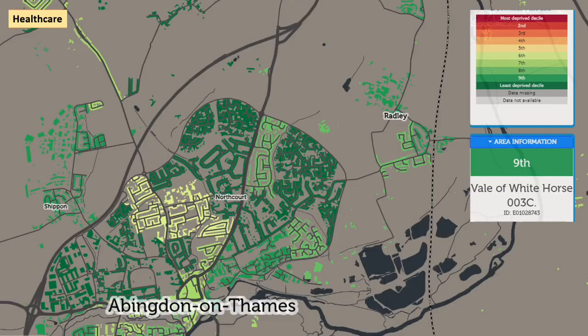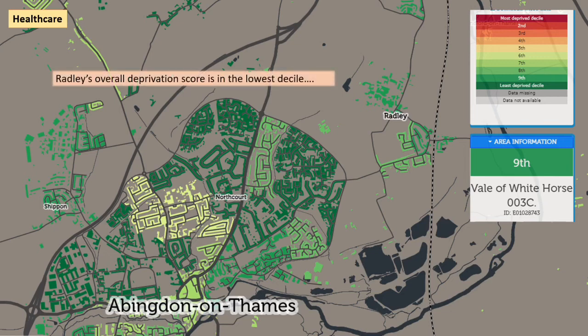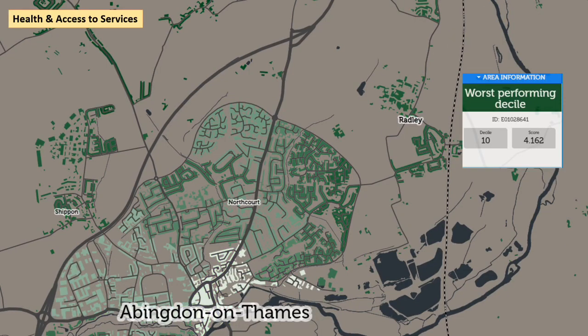If we take this healthcare issue back to a more localized level, we can see that even in places where there is good healthcare, so Radley, we can see, is an area that is very underdeprived. It's in the lowest decile. That means it's one of the best areas in terms of the whole country, if we look at all those factors for deprivation. But because it's a very rural area, when I look at it in terms of access to GPs, it's actually one of the worst.